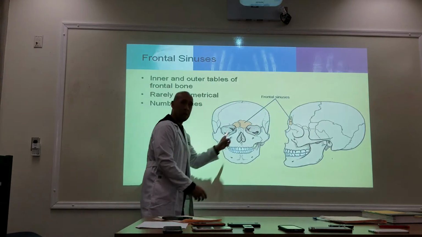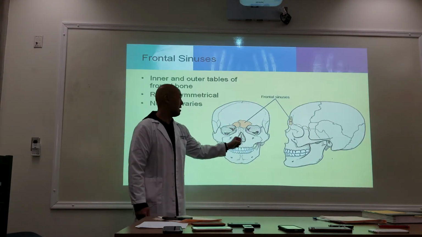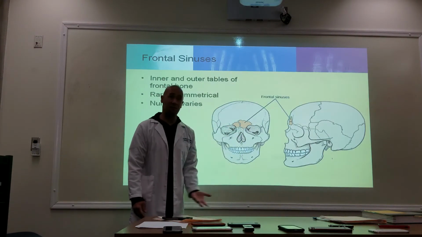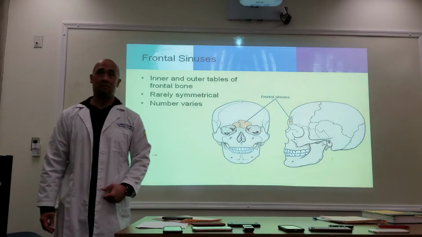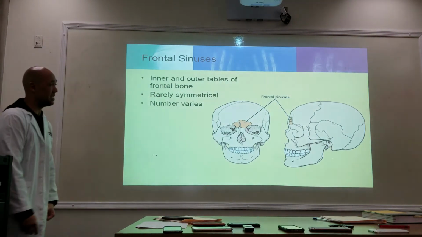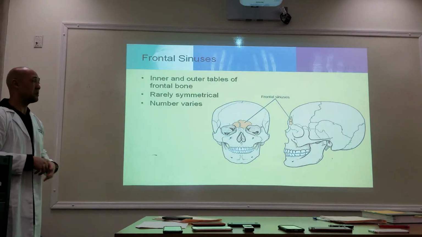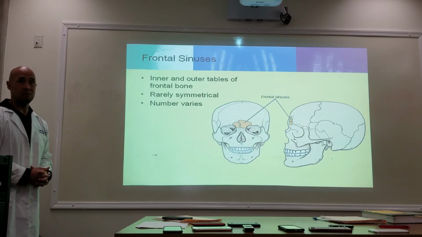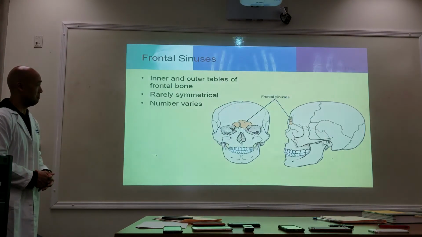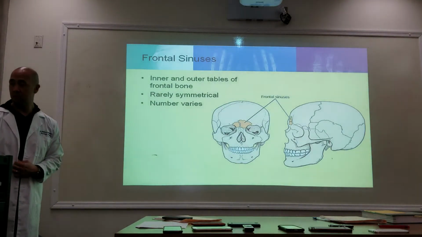Some have one, some have two, some have three, and some don't even have a frontal sinus. But they are asymmetrical. They can come in different patterns, and again, they may or may not be there. Found in the frontal bone of the cranium.